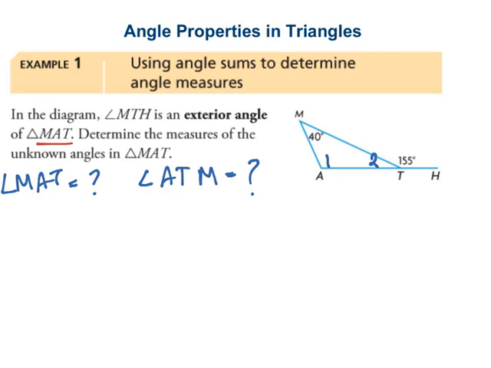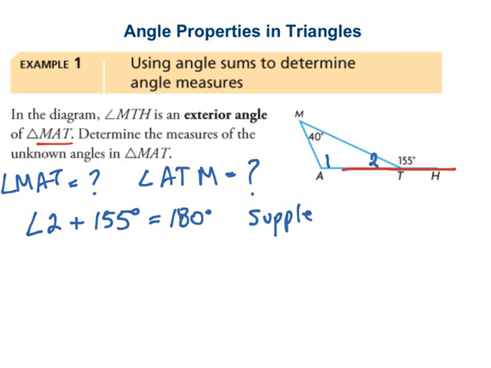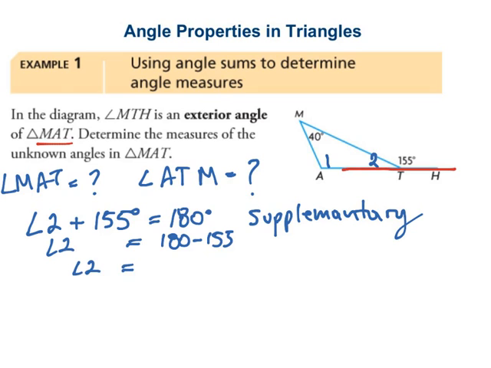We know that angle 2 and angle 155, when they combine together, form 180 degrees. Angle 2 plus 155 is equal to 180 degrees. And the reason for this, of course, we have to state why. It is because these angles are supplementary. Because of this, we could solve for this angle 2. Angle 2 is 180 minus 155. So angle 2 is equal to 25 degrees.